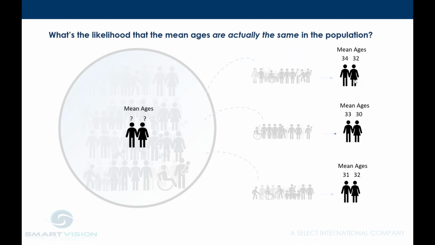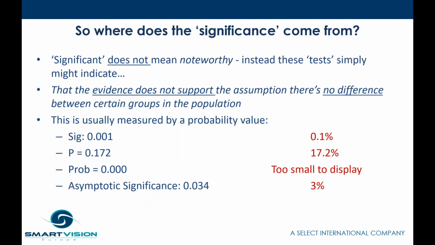And that helps us to start to form a sort of theory or to set up a statement for us to prove or disprove. So where does significance come from? Where does that come into it? Well, significance, as we say, doesn't mean that something is noteworthy. Instead, it says that if you were able to test this notion, that in our example here the two means are in fact the same, then the results might show that the evidence doesn't support the assumption that there's no difference between certain groups in the population, or maybe the evidence does support the assumption that there's no difference between the groups in the population.